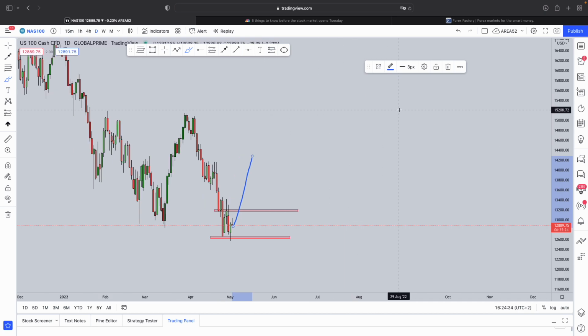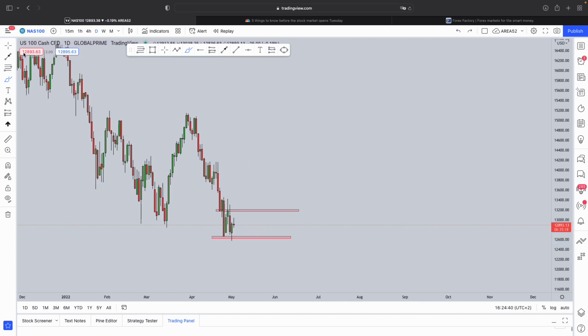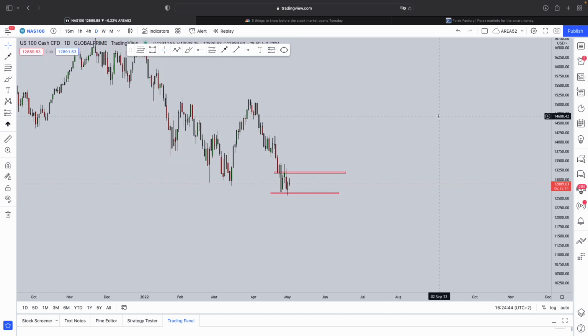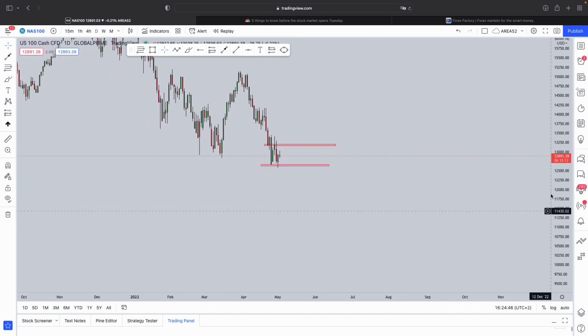If Powell gives them exactly what they want, which is alpha basis points, the stocks are going to have to give up the gains, and the dollar will continue the bullish momentum as well. Now, on the daily time frame, this is what we have.